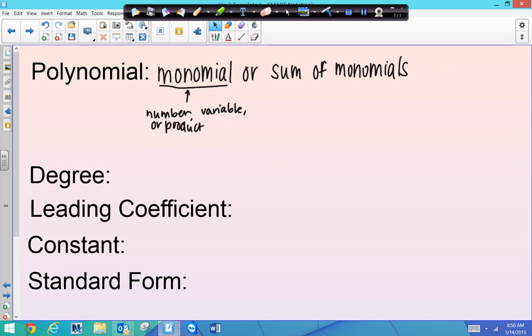So something like 4x, that's a polynomial. Something like 4x plus 3x squared, still a polynomial. Minus 5xyz, still a polynomial. So this could be a polynomial.